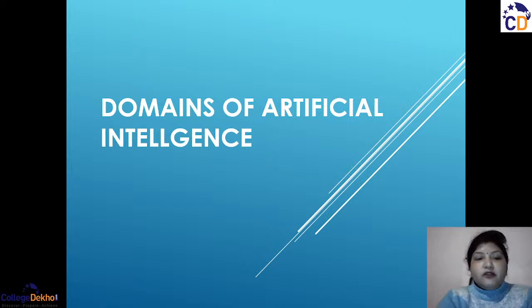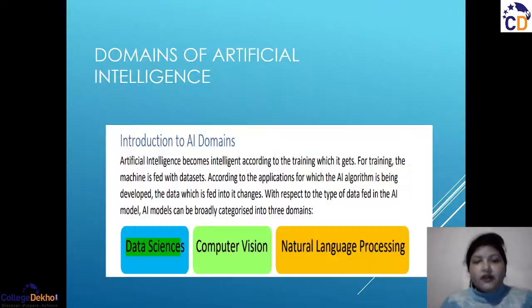So, in our previous sessions, we discussed the three domains of artificial intelligence, and today I'm going to discuss the applications that each of the domains has. Starting with the domains, we have already discussed that there are three domains of AI. What are those? Data sciences, computer vision, and natural language processing.